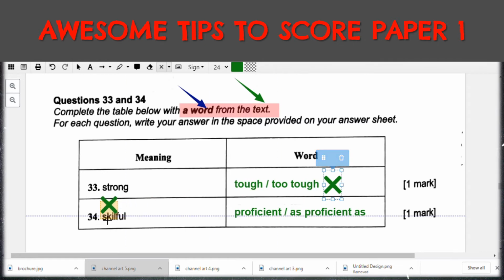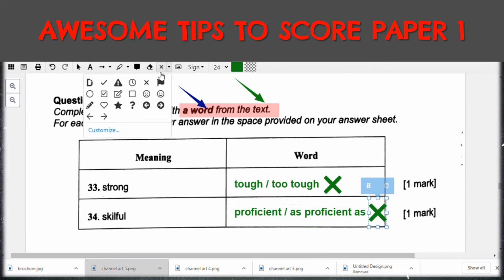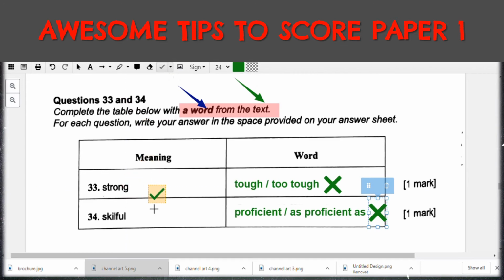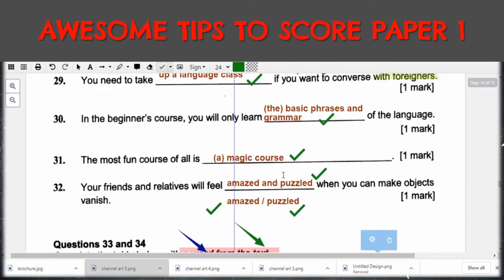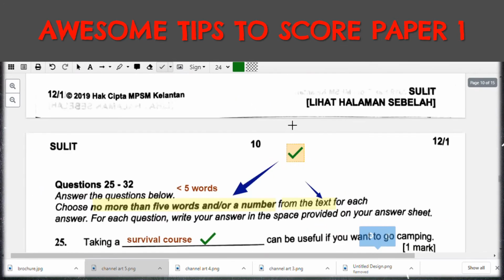So tough, strong. Okay, so let's see the answer later. Skillful, proficient, one word, a word. As proficient as 1, 2, 3. So definitely it's wrong because the question asks for a word. You can't write more than one. Means one. So let's look. Strong. Where can we find strong and skillful?